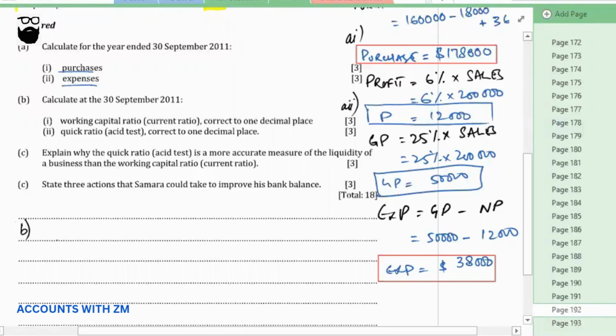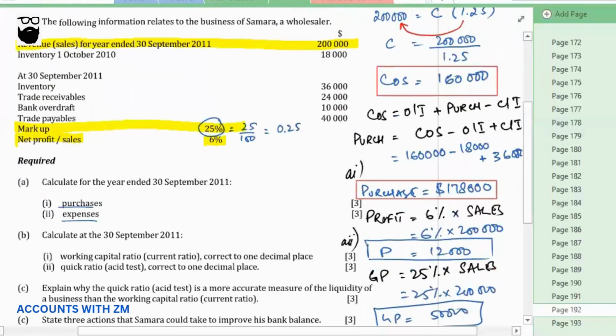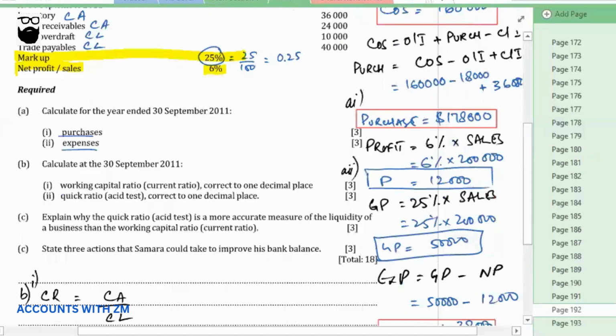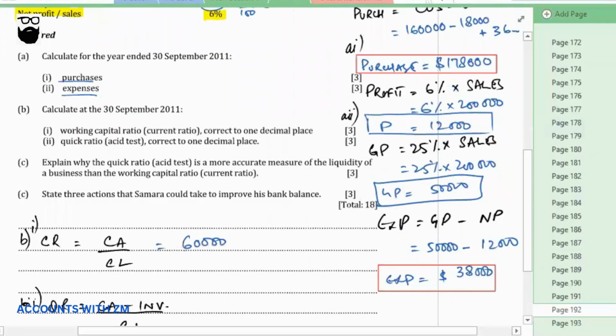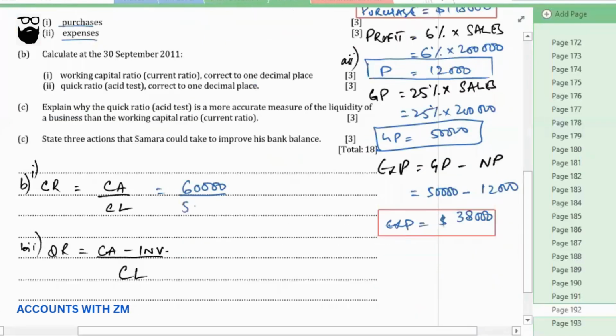Now requirement number B is working capital or current ratio. The formula is current assets over current liabilities. Whereas for B2, the quick ratio formula is current assets minus inventory, closing inventory of course, divided by current liabilities. I hope you can do it easily. You have the current assets: 60,000, 20, 36 and 24. And current liabilities: 50,000, 10 and 40.